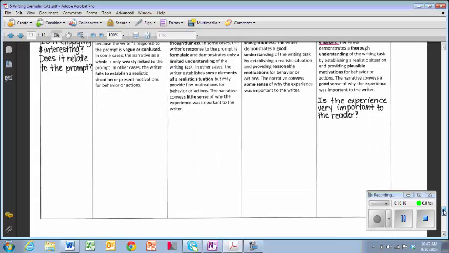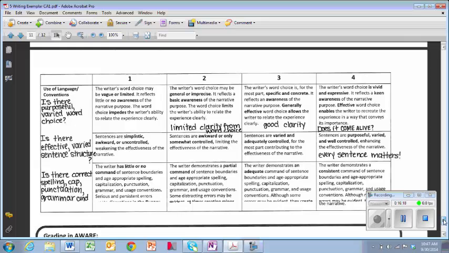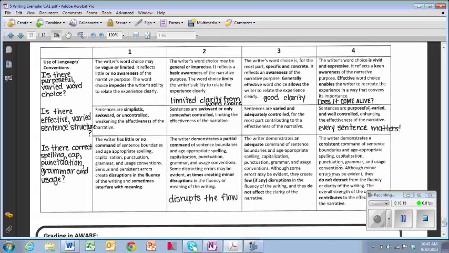The last one, again, is pretty simple to look through because there's only 3 indicators. And this one is their use of language and conventions. This has to do with word choice, sentence structure, and then just basic grammar. Again, sometimes this one is the one that really sticks out because you can tell very immediately if a scholar is not using good word choice or if their grammar is very minimally shown in their writing.